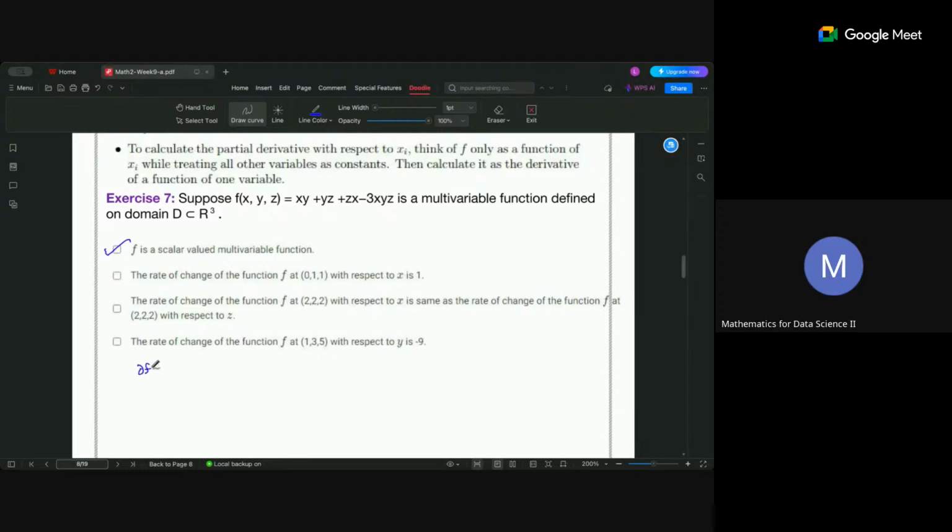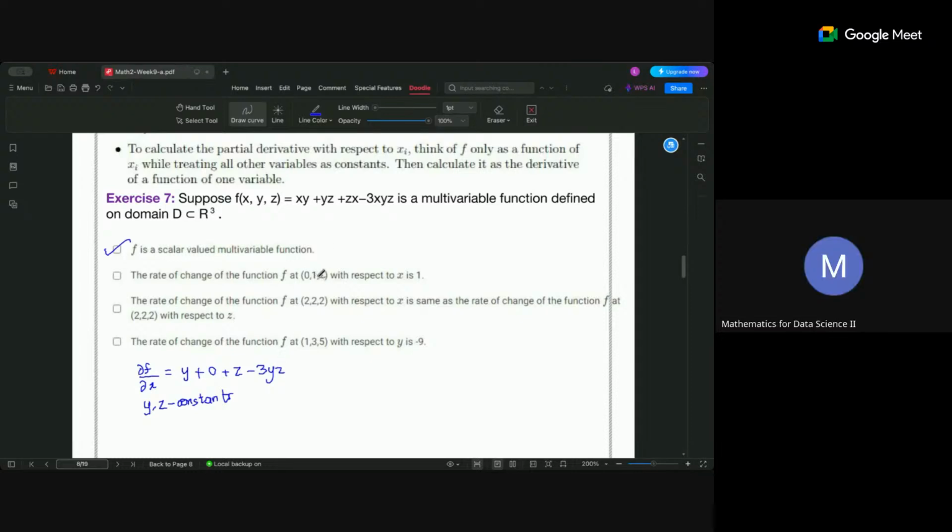So what is ∂f/∂x? You know that y and z are constants. So if y and z are constants, when you differentiate this with respect to x, what do you get for the first term? xy gives y. And yz becomes 0. And zx gives z. And here, minus 3yz.